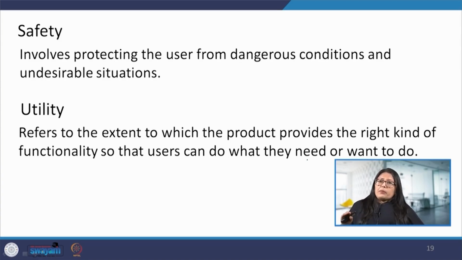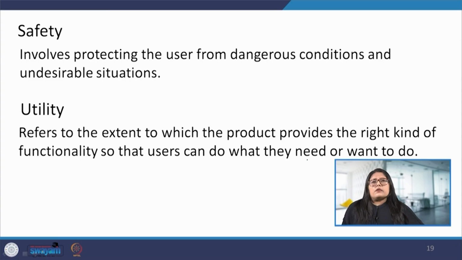When I am drafting a mail and I am sending it, maybe I have not attached a document. It will remind me that the document is missing. So it will also help me to save face during any sort of embarrassing situation. So, safety is another important aspect.